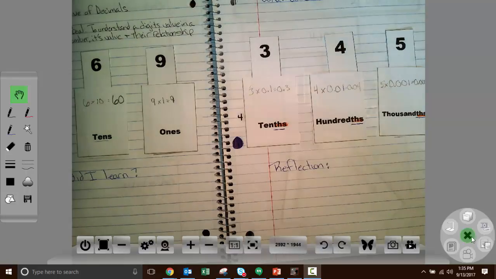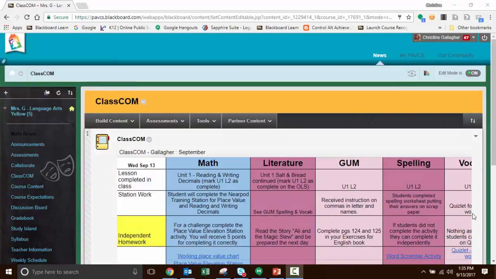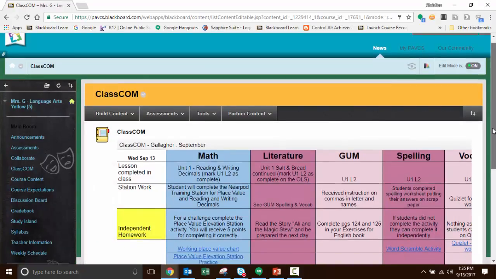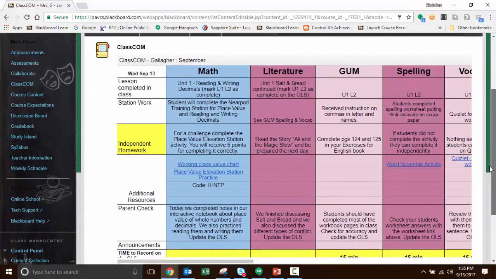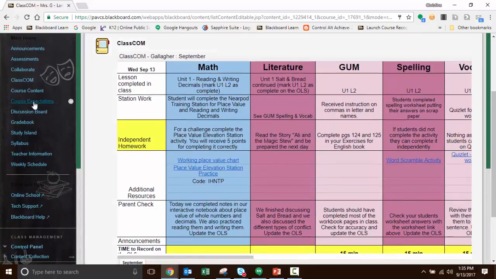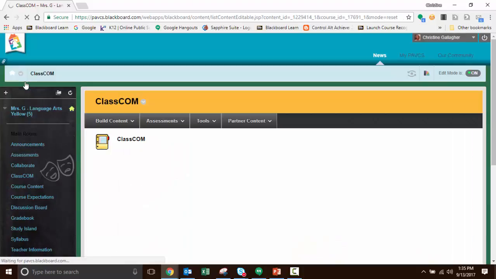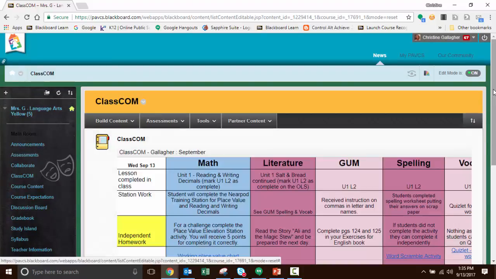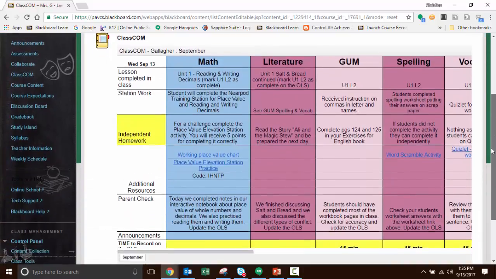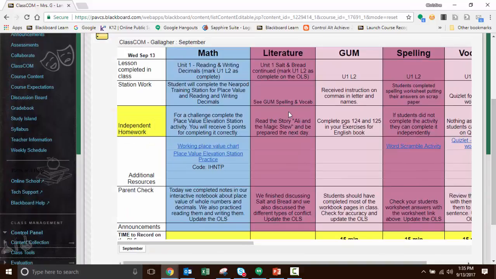Now, in addition, I do want to call everyone's attention to Class Comm for today. Please take note. To get to Class Comm, it's on the left-hand side. When you click on it, Class Comm comes up, and it's in all of your courses. And to review what was done today in class, you look at math and you go down. And it tells you what lesson was completed. It tells you what we did in station work. What is their independent homework or independent practice work?